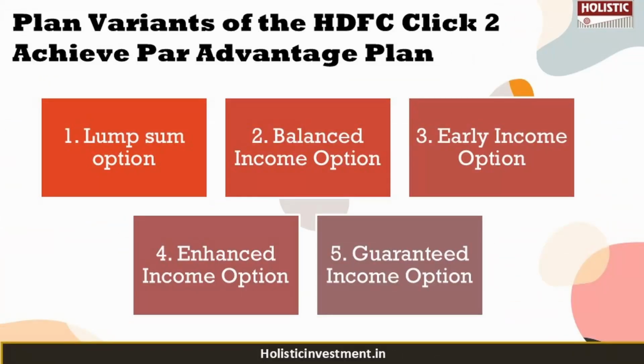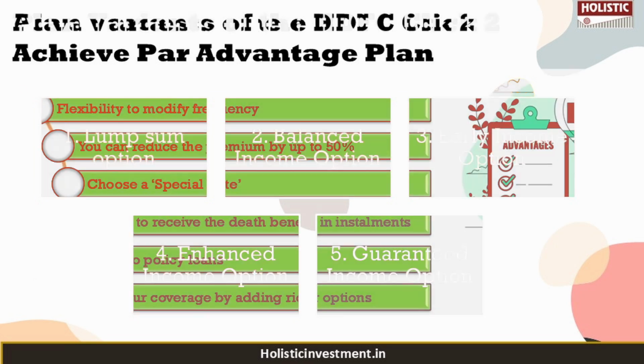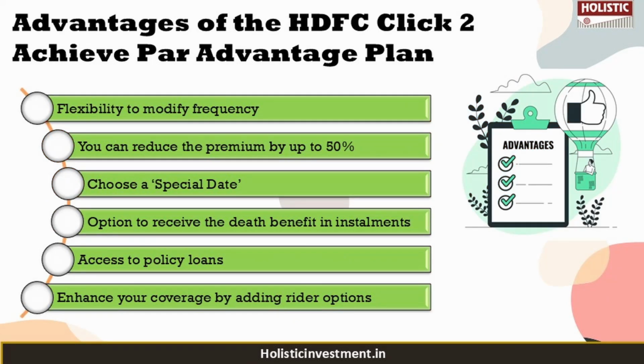Now let us take a look at the plan options. First of all, we have the lump sum option, balanced income option, yearly income option, enhanced income option and guaranteed income option. All these options have benefits like death benefit, survival benefit, maturity benefit and guaranteed income benefit, and these will differ based on which option you have chosen for your policy. If you want to know more about it in detail, you can refer to the policy brochure. Now let us move on to understanding the advantages of this policy.